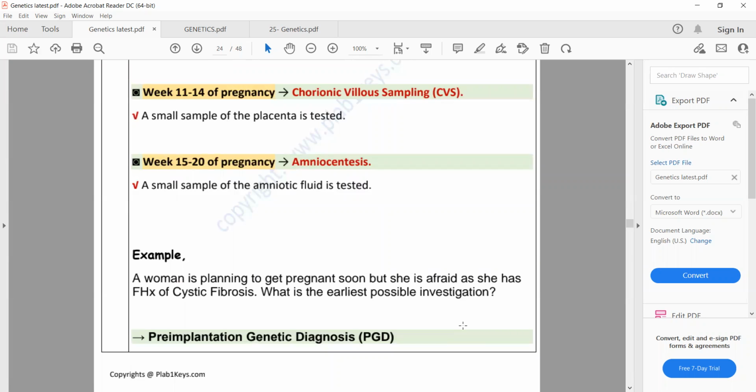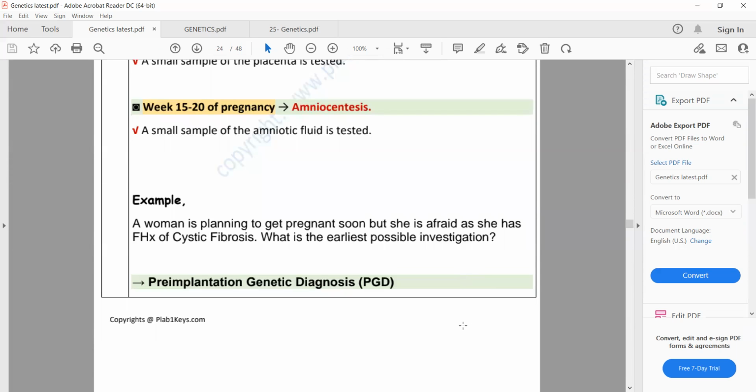Amniocentesis is not done before 15 weeks of gestation because in the initial weeks, the amount of amniotic fluid is very less. And if amniocentesis is done before 15 weeks of pregnancy, then the chances of abortion are very high. So that's why from 11 to 14 weeks of pregnancy, chorionic villus sampling is done, while after 14 weeks or between 15 to 20 weeks of pregnancy, amniocentesis is done.